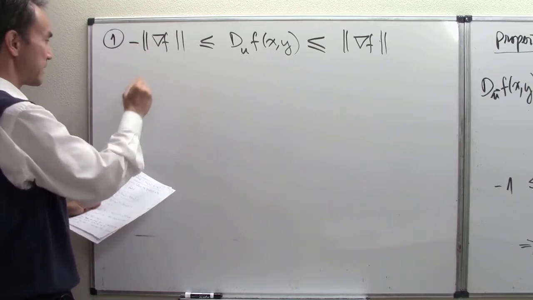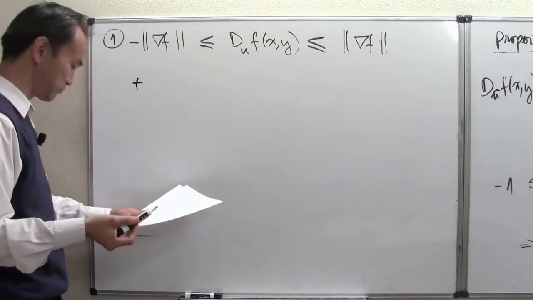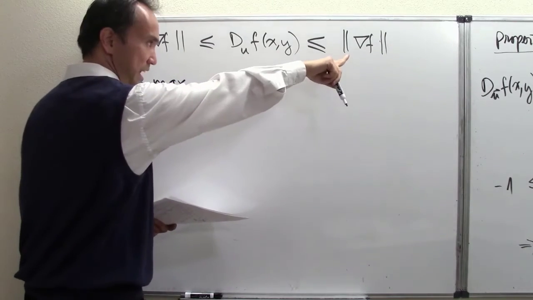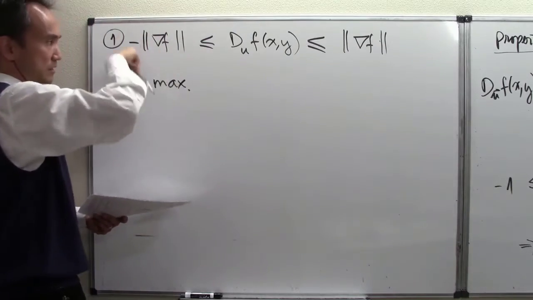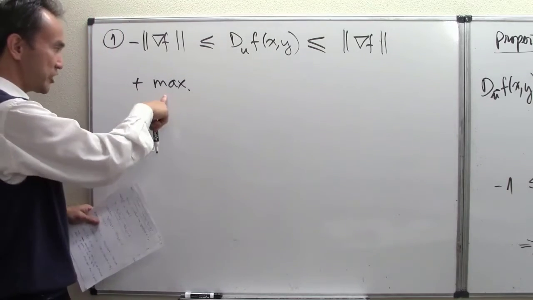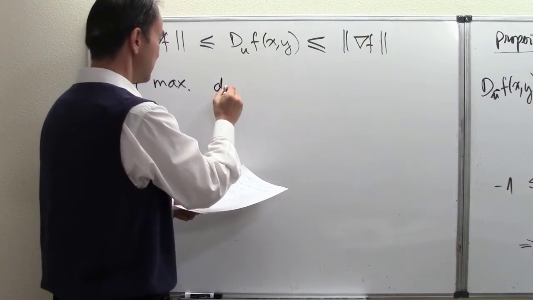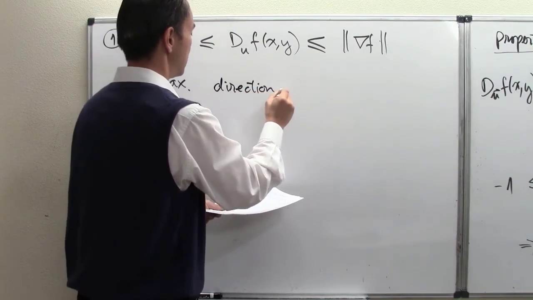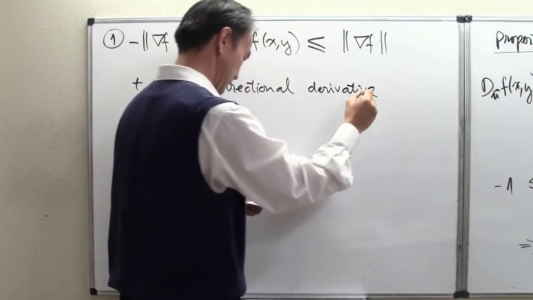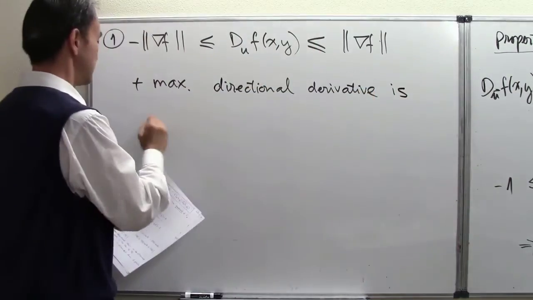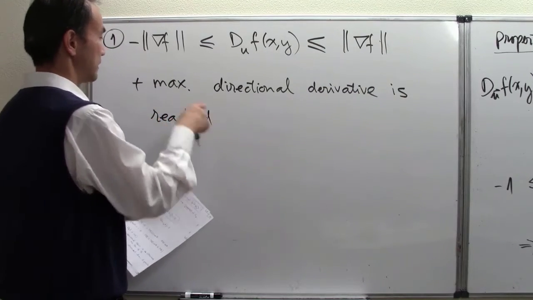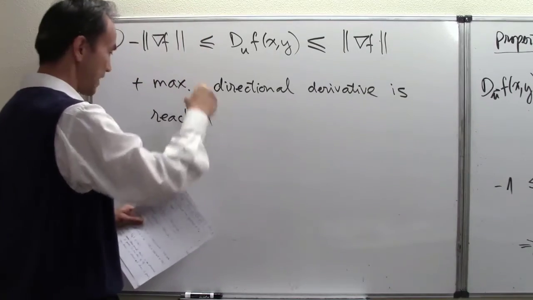And from that property, I'm going to open some remarks right here. So the value reached is the maximum, and the negative length of the gradient vector is reached as the minimum. But now, the maximum directional derivative is reached when... The maximum directional derivative is a value, and that value is reached at the maximum.